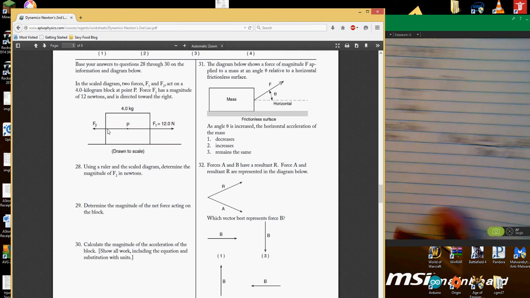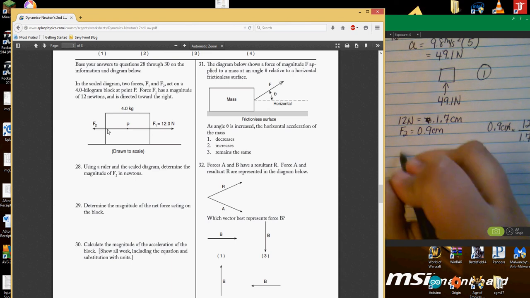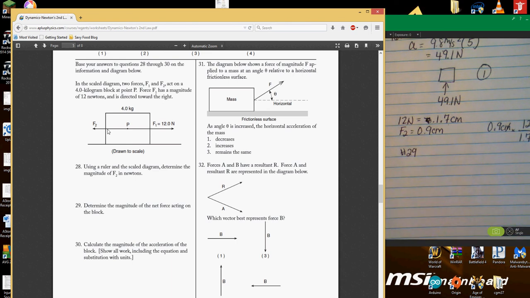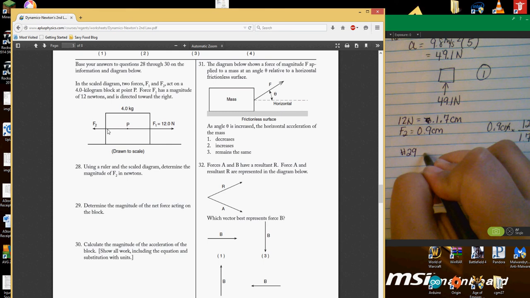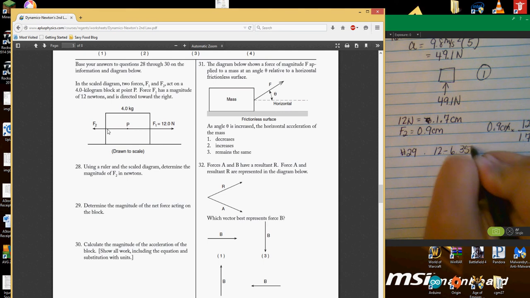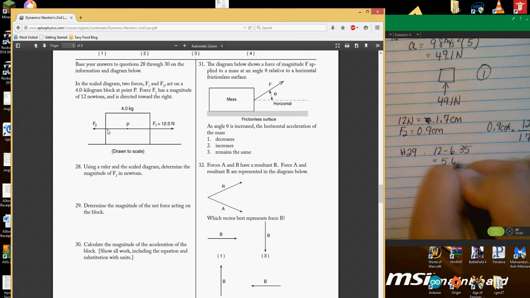Okay. Question number 29. Determine the magnitude of the net force acting on the block. So 12 minus 6.35. We're looking for the net force, and that's going to equal 5.65 newtons to the right.